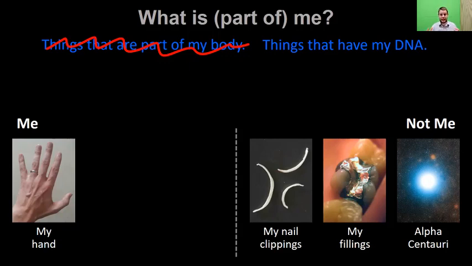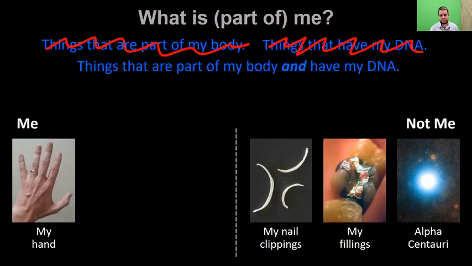If I said, okay, I'm happy to throw away things that are part of me, then maybe my nail clippings are part of me and watch them decompose. But I feel that my nail clippings, this bit of me that I just hack off and throw away, once I've cut them off and thrown them away, they shouldn't count as part of me anymore. I don't feel slighted if someone were to go through my rubbish and steal them and take them away. I don't say, hey, that's part of me, bring it back. Okay, so how about new rule? Things that are part of my body and have my DNA.